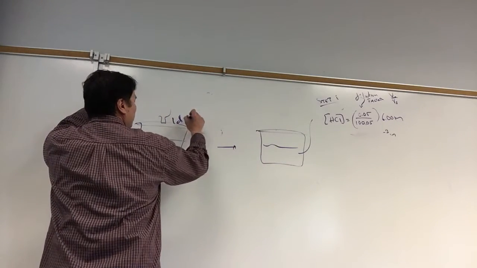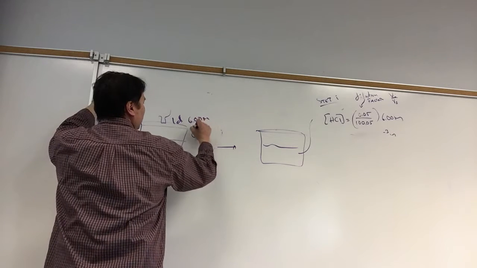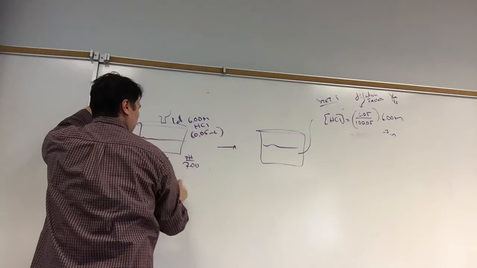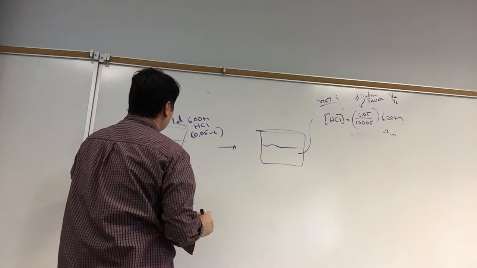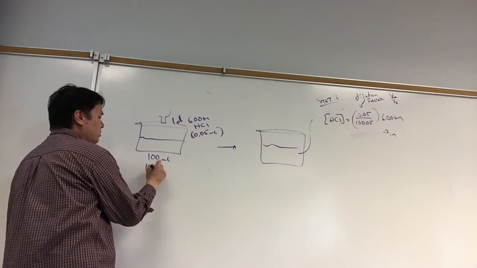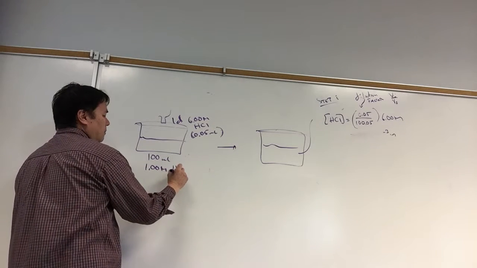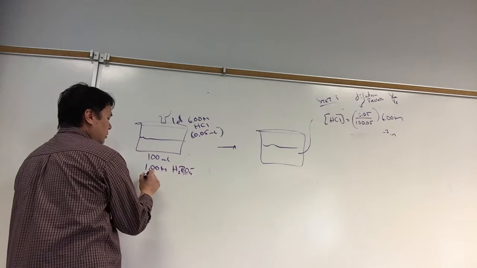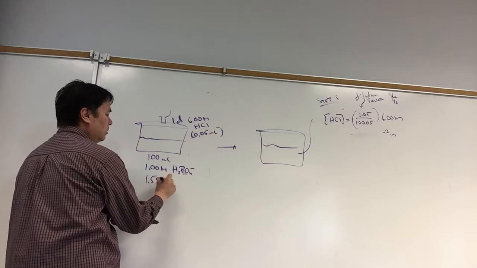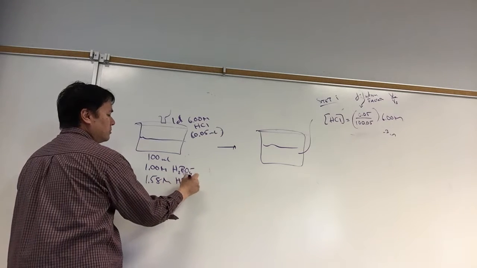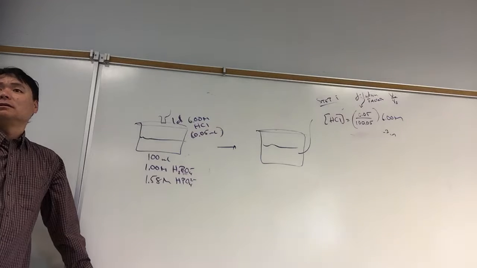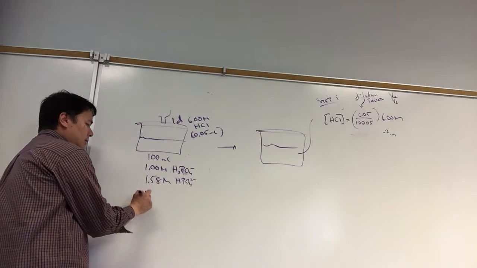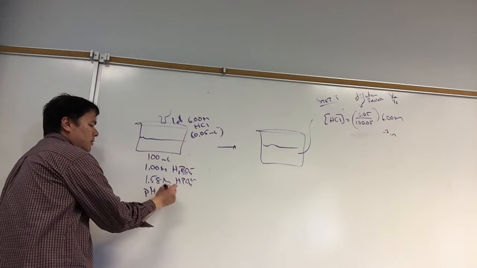Actually, this I'm going to keep the same: 1 drop of 6.00 molar HCl, which is 0.05 milliliters. Except this is going to be different. This is going to be 100 milliliters of a 1.00 molar H2PO4 minus and a 1.58 molar HPO4 2 minus. Was it 1.58? Okay. And so this is pH 7.0.